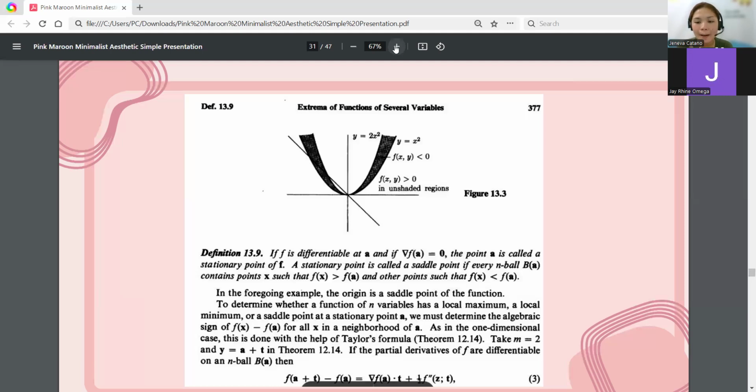Take m equal to 2 and y equal to a plus t in theorem 12.14. If the partial derivatives of f are differentiable on an n-ball B of A, then f of a plus t minus f of a is equal to the gradient of f at a times t plus the second-order term. I'm not really sure how to read these symbols, so I'm just reading it. Next slide, please.